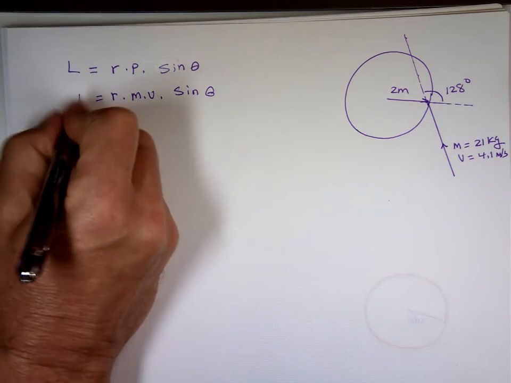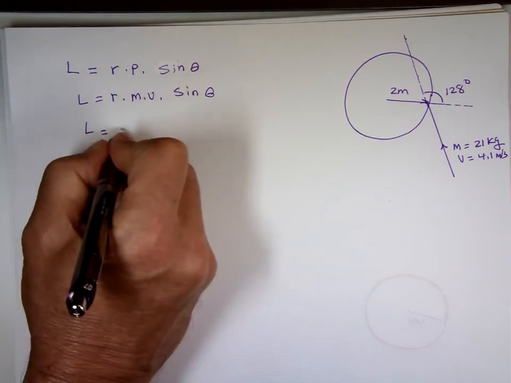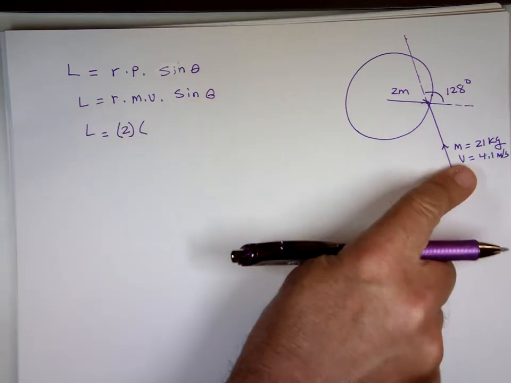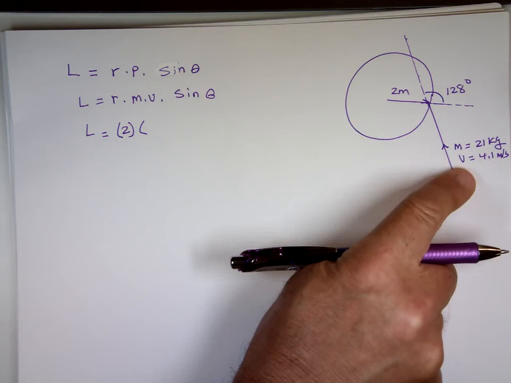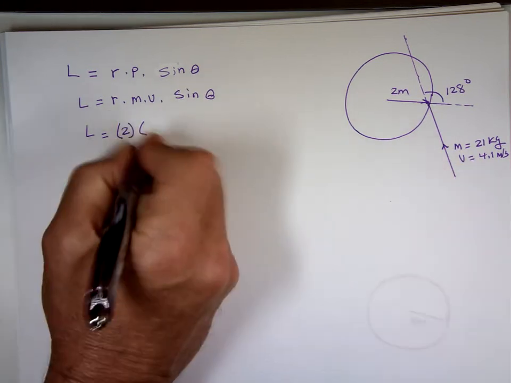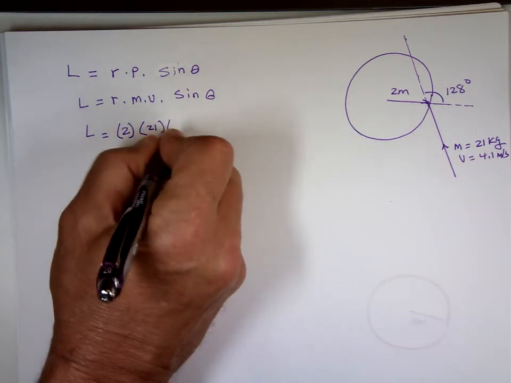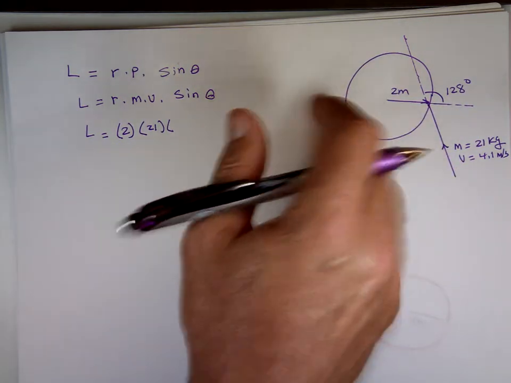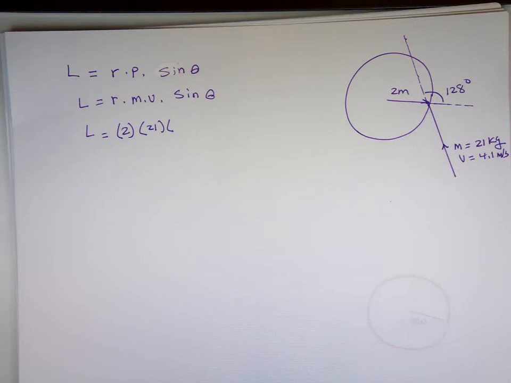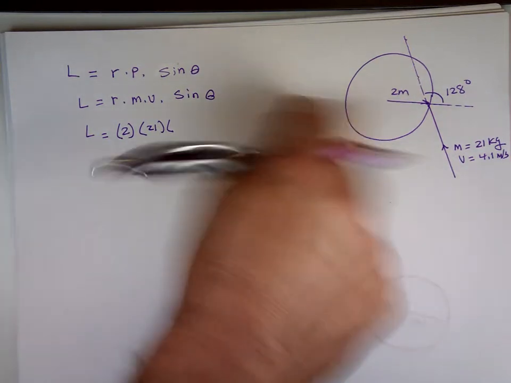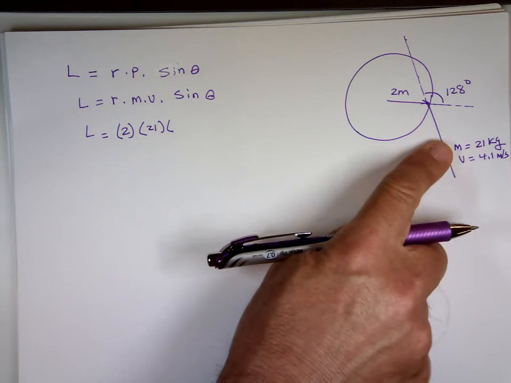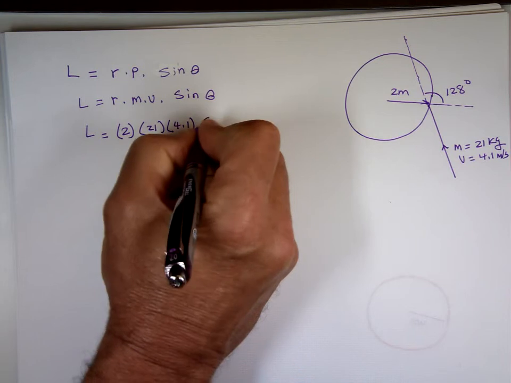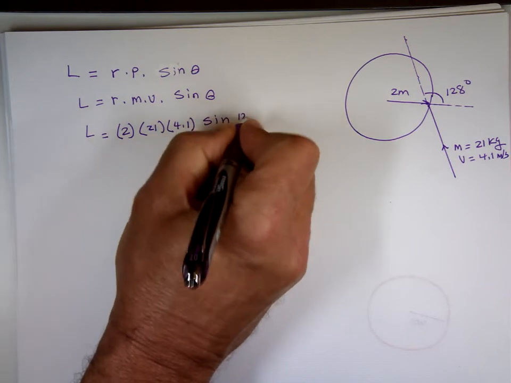Do we have these pieces? Do we know what R is? 2. The mass is the mass of the person, because we're talking about his linear momentum. The mass of the person, which is what? 21. The velocity of the person, he's the one creating that angular momentum. The thing wasn't spinning. He jumps on it, and it's going to start to spin. So his actual reaction is going to make it spin. That's why we're using his mass, his velocity, times the sine of 128 degrees.